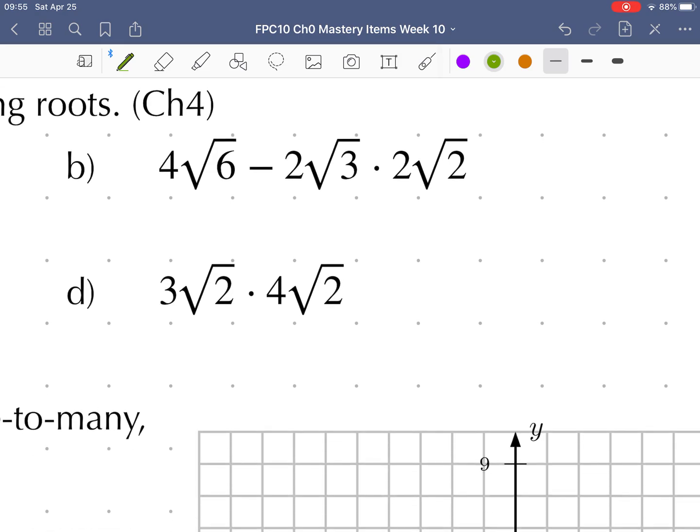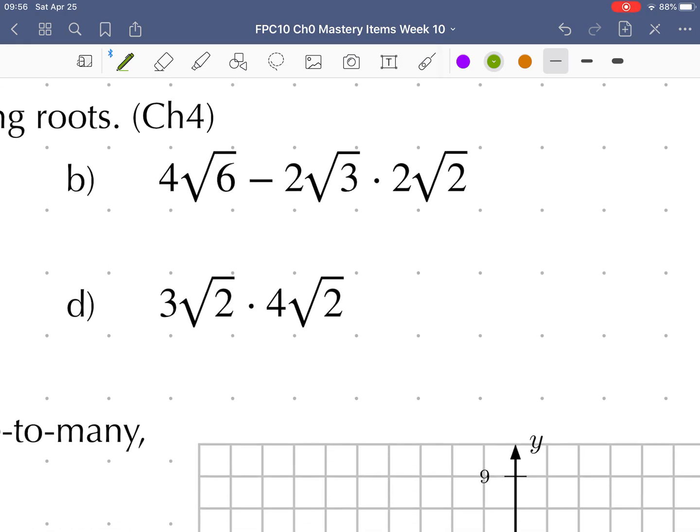Letter B. Letter B has subtraction, and it has multiplication in it. So we have to do the multiplication first. Okay, so let's take a look at our multiplication. We're going to multiply negative 2 square root 3 times 2 square root 2. When we multiply or divide radicals, we multiply or divide the coefficients, and we multiply or divide the radicands.